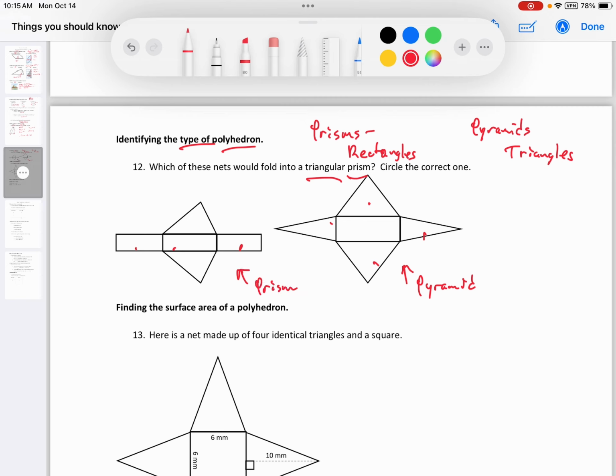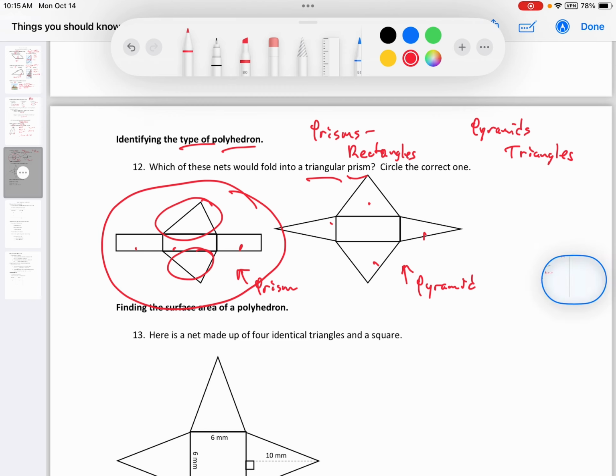And are the bases triangles? Yes, here's a triangle, here's a triangle. This entire thing is the triangular prism. This one, it doesn't ask us to identify it, but just for information's sake, this is a rectangular pyramid.